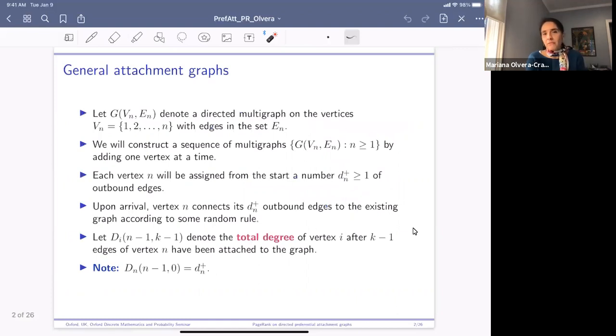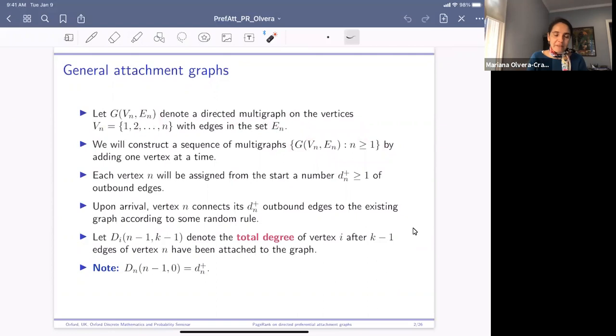Let me just start from the beginning so that nobody gets lost. What we consider here is a directed multigraph. So I'm going to call this standard graph G with a set of vertices Vn and a set of directed edges En. And this is going to be a multigraph. We're going to allow multiple edges that go in the same direction between two nodes and potentially some self-loops as well. We're going to construct the sequence of graphs by adding one vertex at a time.